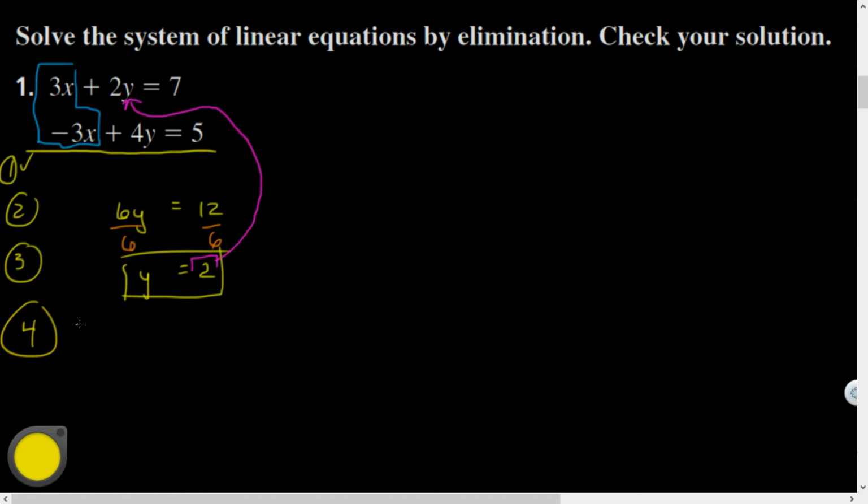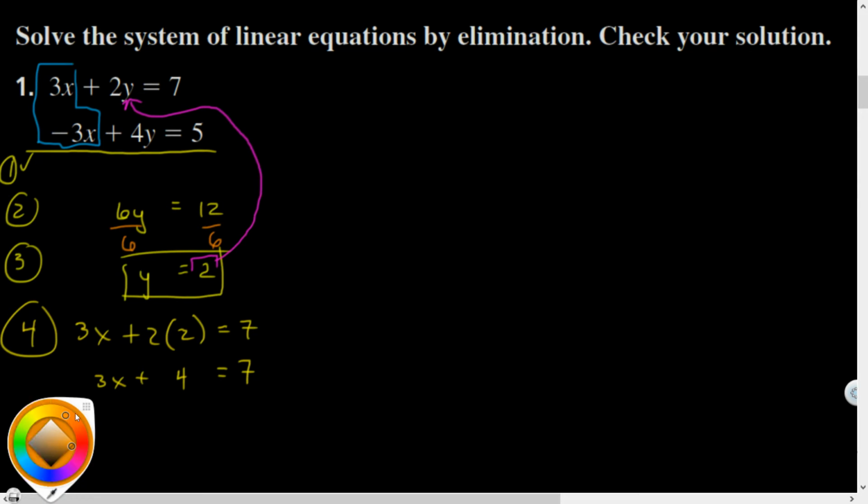So let's see. I'll have 3x plus 2 times y, which is 2, is equal to 7. So 3x plus 4 equals 7. We have so much practice solving equations now. It is crazy. All right, so what do I do to solve this?